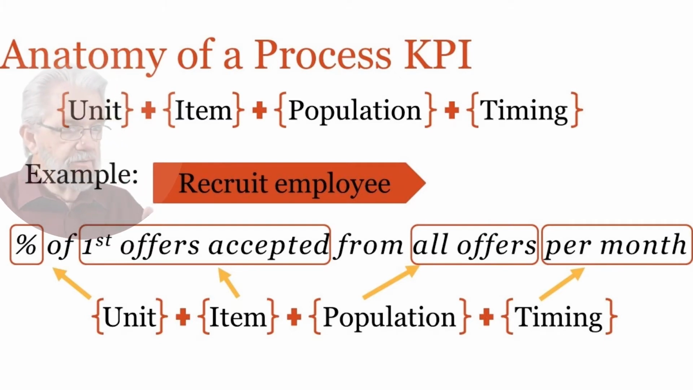So I think this kind of definition then will allow us to have clear KPIs. We can collect the right data and there's no ambiguity about it. So unit, item, population and timing: percentage of first offers accepted from all the offers per month. So I think if we think about our KPIs like that and drill down and get a bit better a definition, I think it's going to be easier to use them, easier to collect good data about which we're not going to have any complaints.